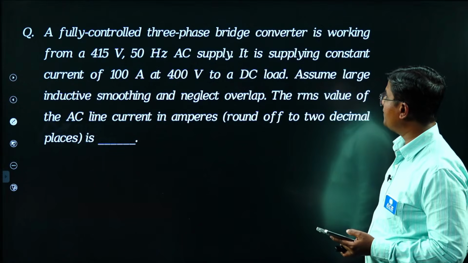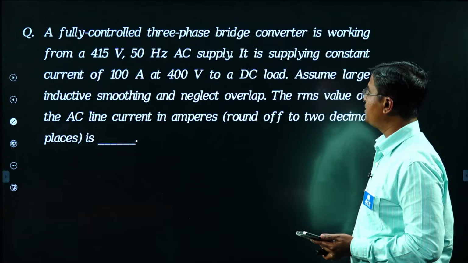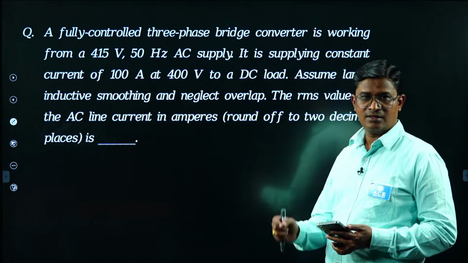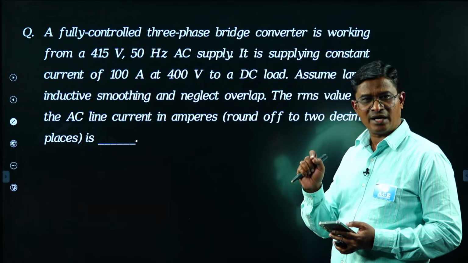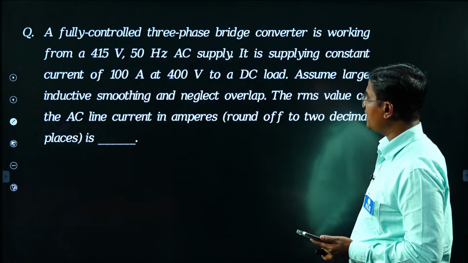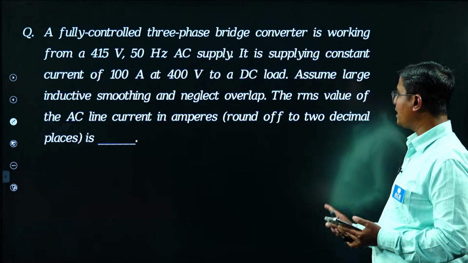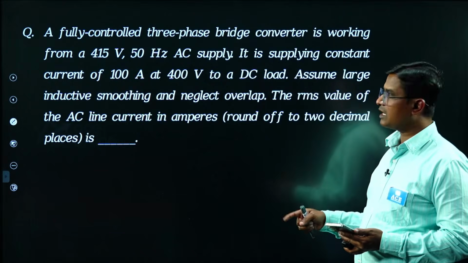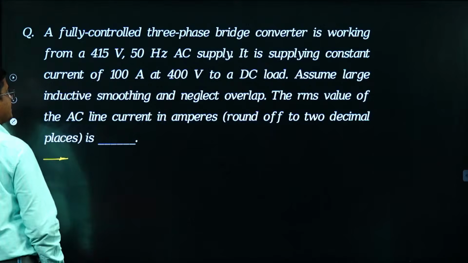A fully controlled 3-phase bridge converter is working from a 415 volt 50 Hz AC supply. It is supplying a constant current of 100 ampere at 400 volt to a DC load. I have taken highly inductive load numericals only here, because maximum questions are asked on highly inductive load, right? Assume large inductive smoothing and neglect overlap. The RMS value of AC line current in amperes, they are asking. That is IRMS.